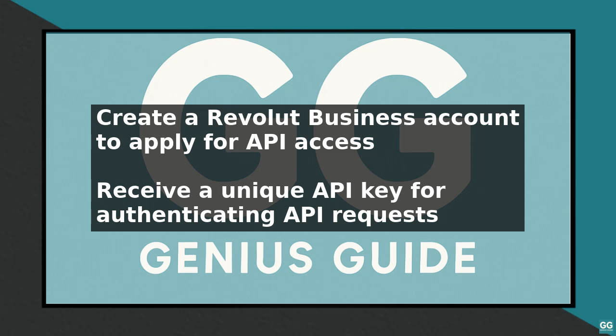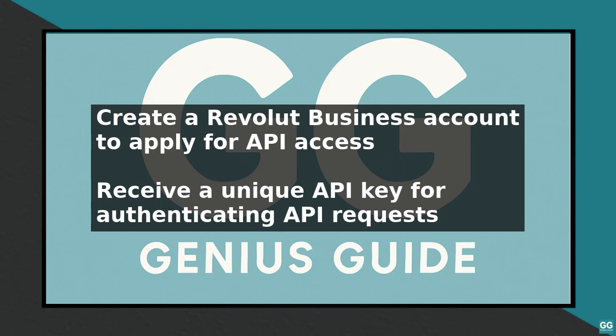Understanding API endpoints. Revolut Business API provides a range of endpoints that allow you to perform different financial tasks. These endpoints include payment initiation, invoice creation, and account management. Each endpoint has its own set of parameters and authentication requirements. You can find a list of available endpoints in the Revolut Business API documentation.